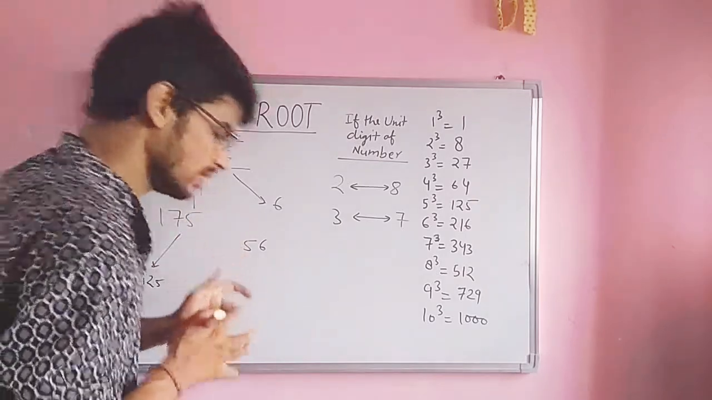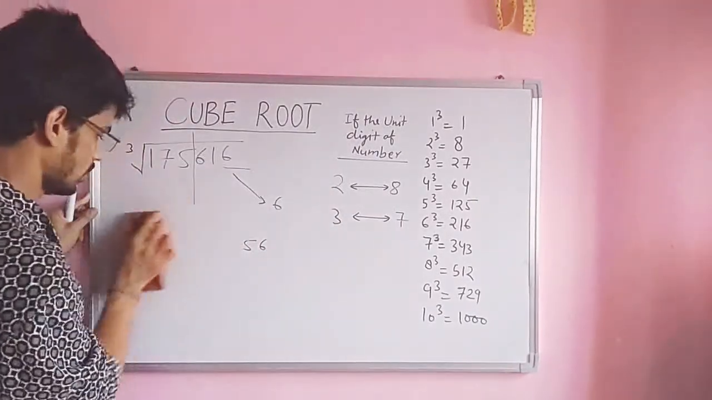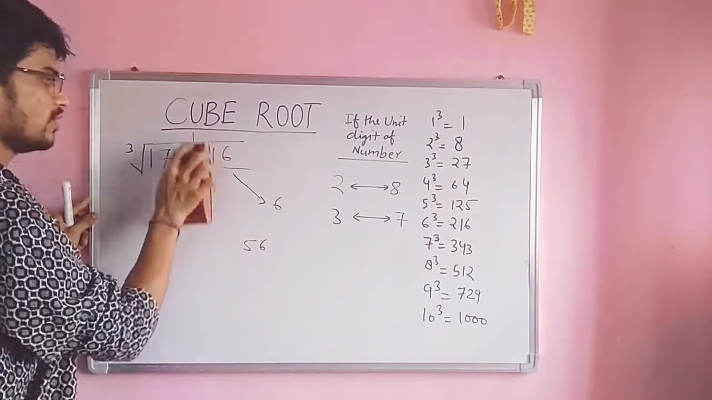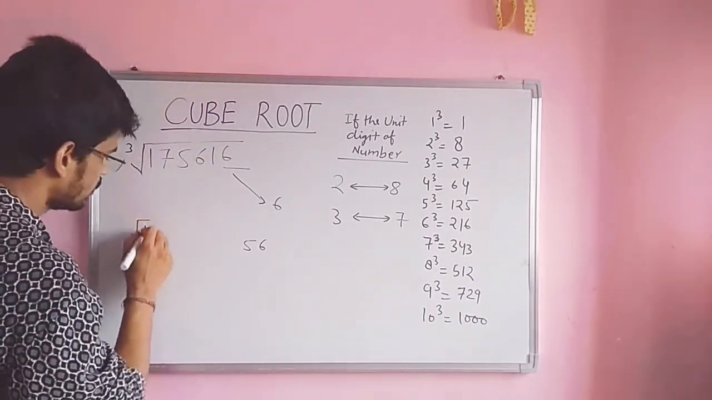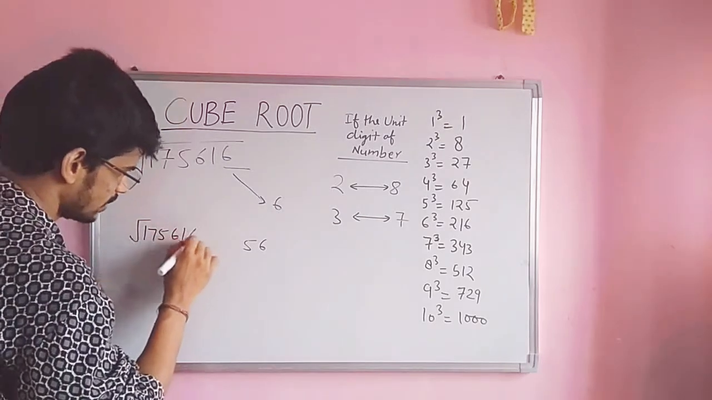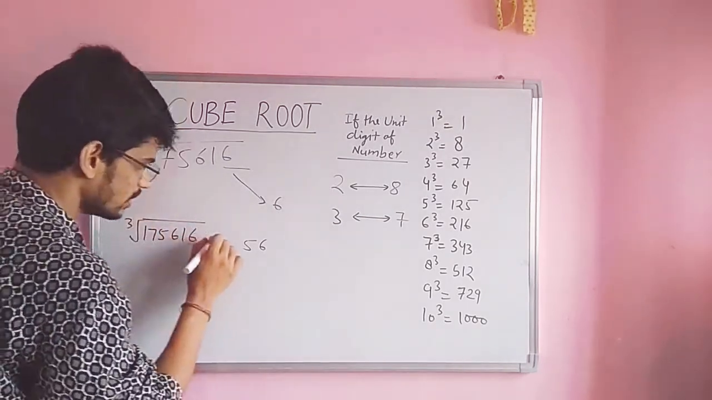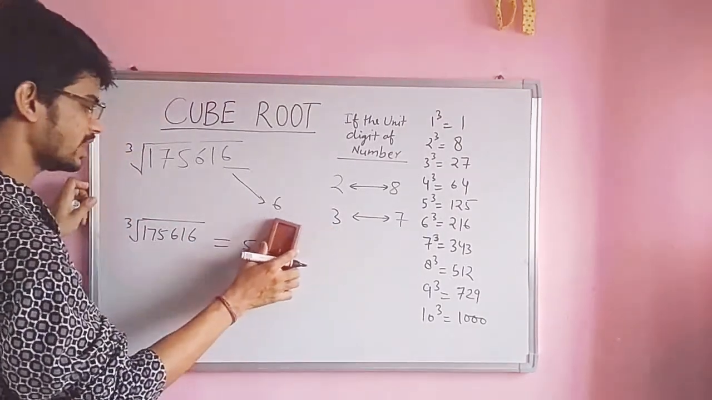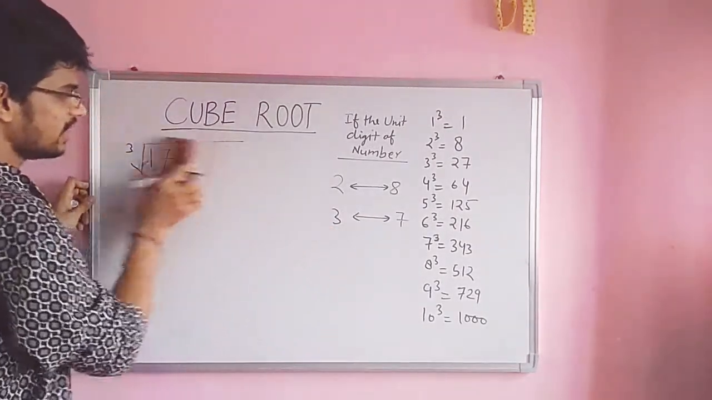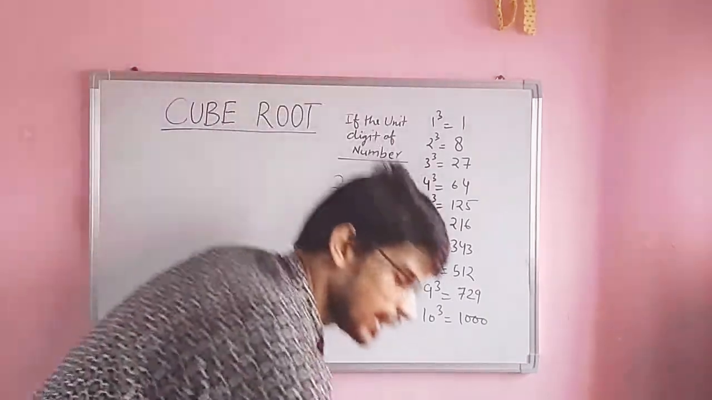So 56 is the cube root of 175616. Here we can note down: 175616's cube root is how much? 56. Let's take another example by which we can understand the concept clearly.